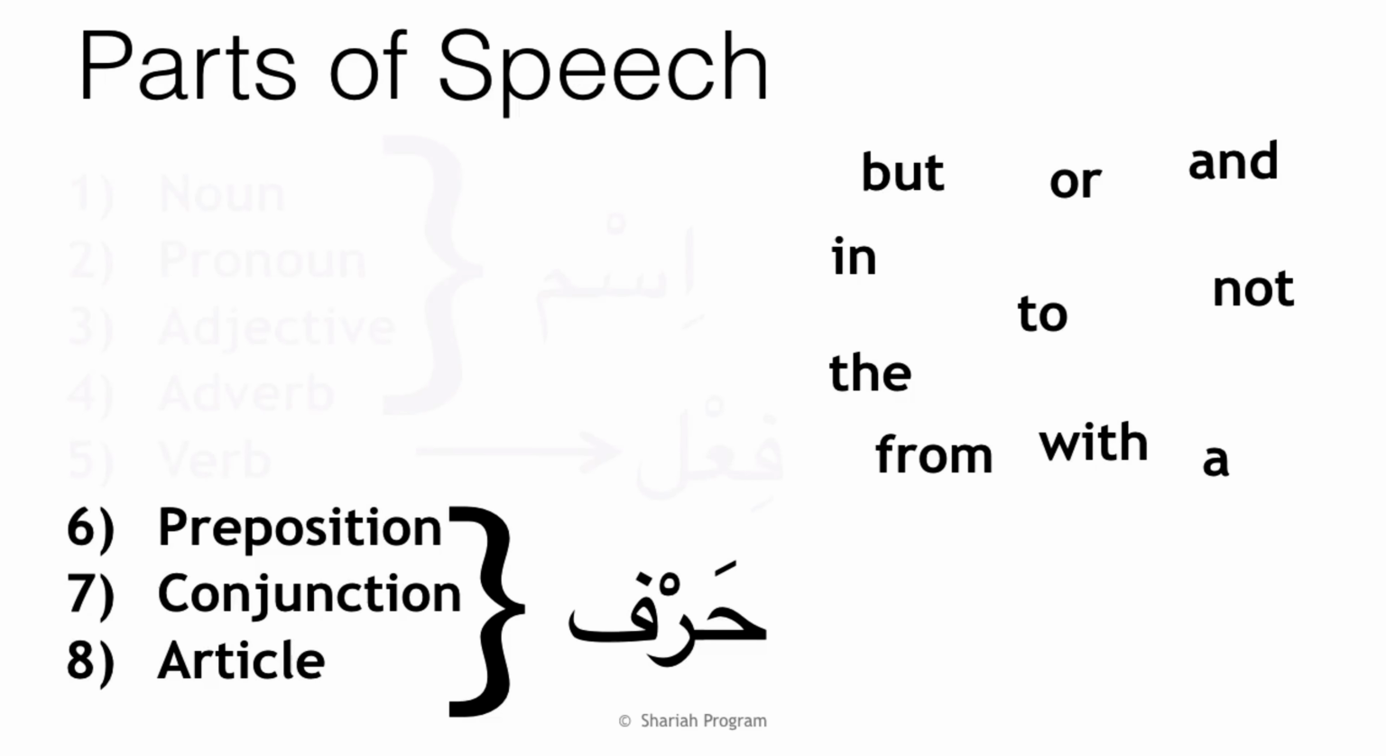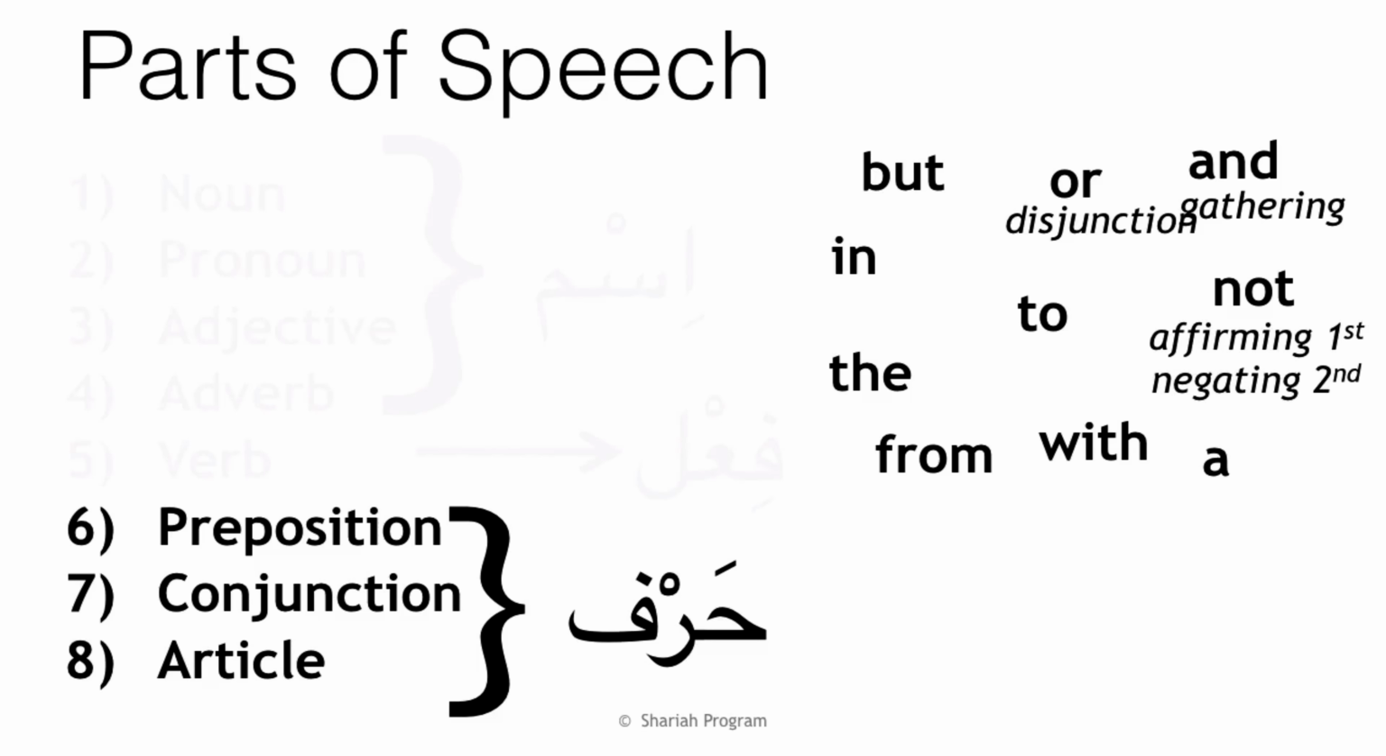Now, what do they have in common? Okay, so let's look at their meanings. So "and" suggests gathering. So when I use it in a sentence and I say Zayd and Amr came, what "and" did is gather Zayd and Amr together. Okay, "or" indicates disjunction, that it's one of the 2 that the ruling is applying to and not both. So it's one of the 2 without being specific which one. "Not" indicates affirmation of the first and negation of the second.